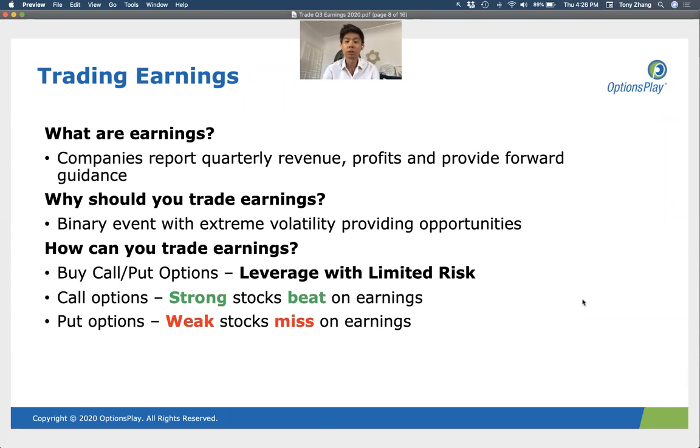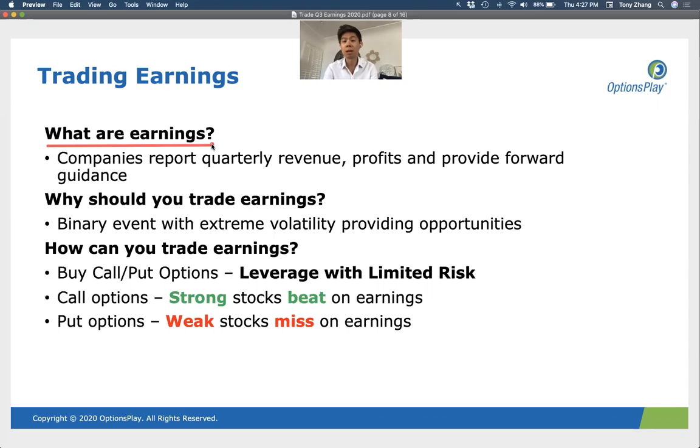So now let's turn our attention to trading earnings. So first of all, what are earnings? This is for those of you that are relatively new to investing or trading options around earnings. Earnings is really the time, four times a year, where companies report their quarterly revenues, their profits, and sometimes provide some forward guidance as to what they expect for the rest of the year.